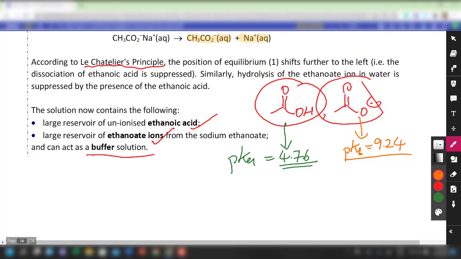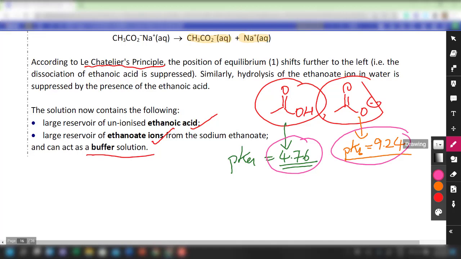You notice that the pKa value of ethanoic acid is lower than the pKb value of ethanoate. So that means ethanoic acid will function as a stronger acid as compared to ethanoate functioning as a base. So when we mix ethanoic acid and ethanoate together, the extent of ionization of ethanoic acid will dominate a little bit more.